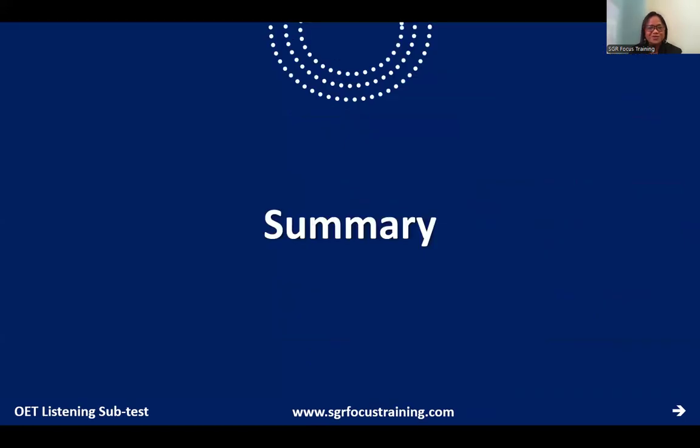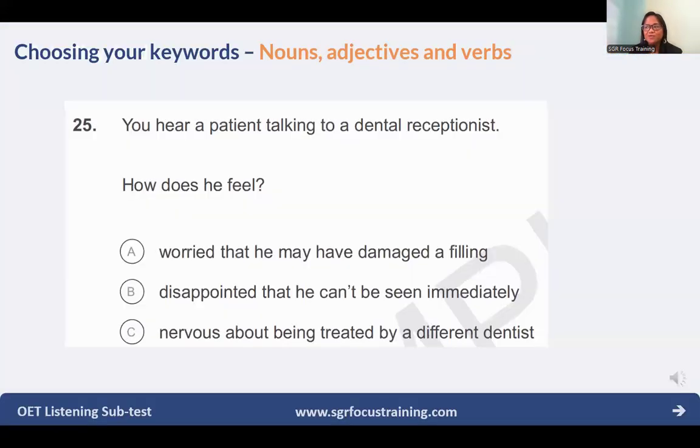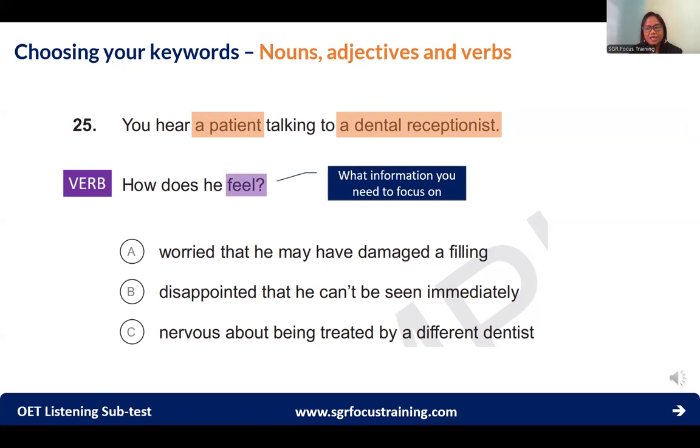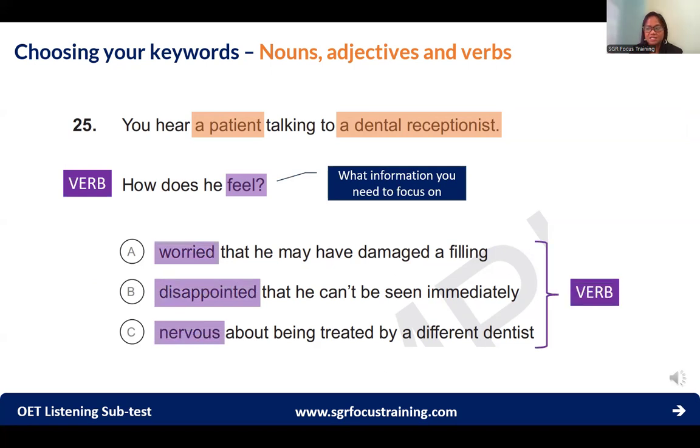So in order to summarize what you've learned today, by using grammar such as nouns, adjectives, and verbs, you are able to find out who the speakers are. When you're looking at your question, you can identify whether the question is looking for a verb, a feeling, okay? When you say verbs, again, these are action words. So what is our speaker feeling? Is he worried? Is he disappointed? Or is he nervous? So if you see a verb in your question, look for verbs in your answer option as well.